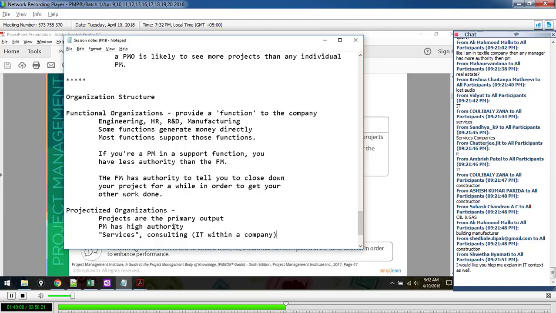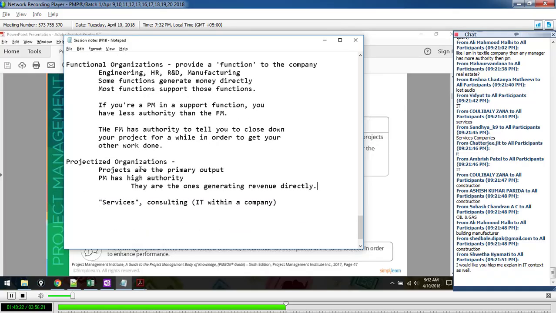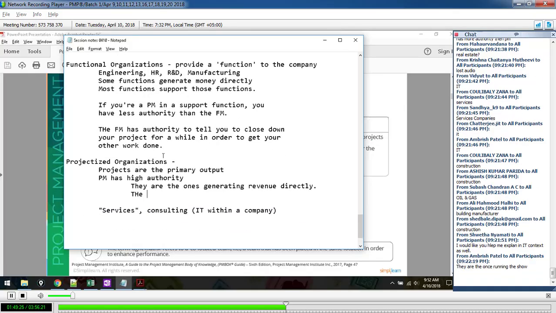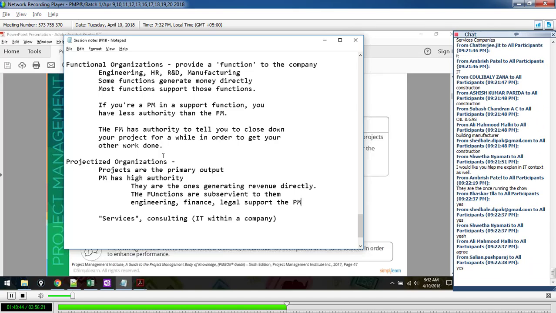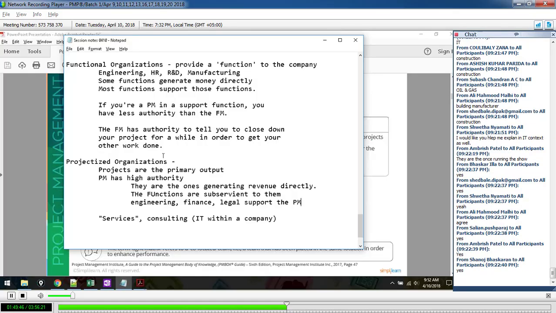Do you know why project managers have high authority inside of a projectized organization? They are the ones generating revenue directly. And that means the functions are subservient to them, right? Engineering, finance, legal, support the PM. You agree? Isn't this beautiful? It makes a lot of sense, right?